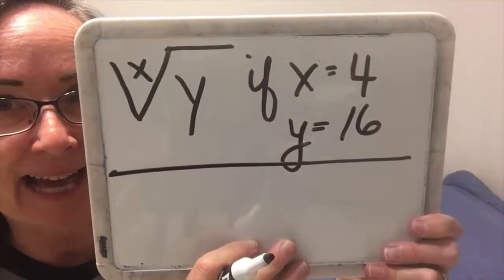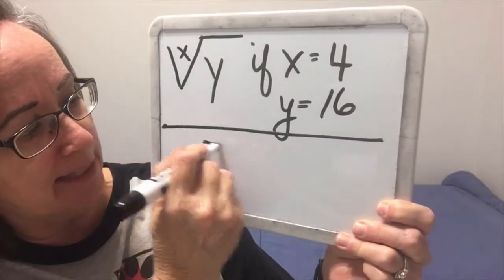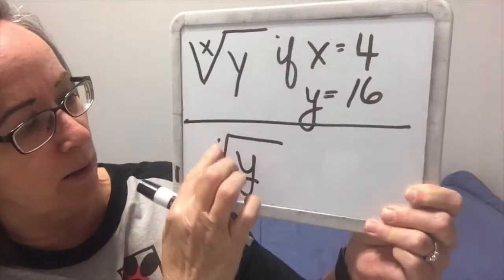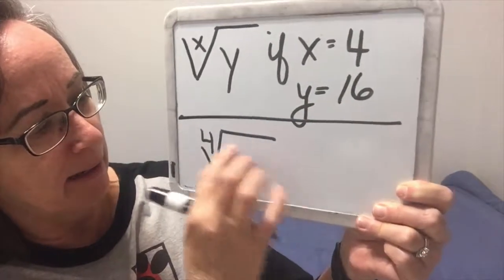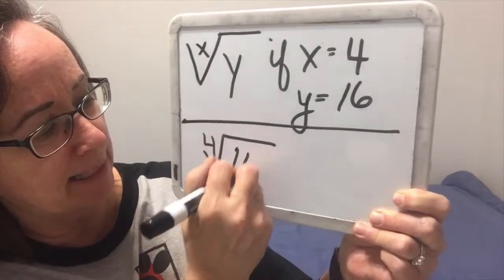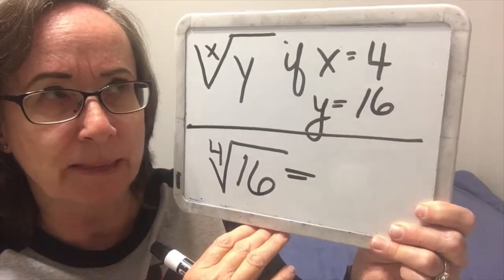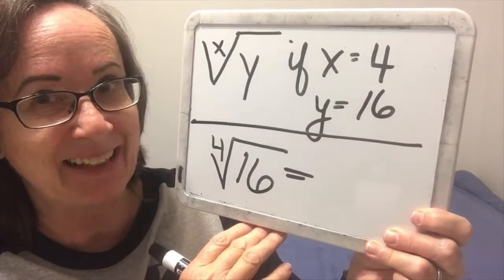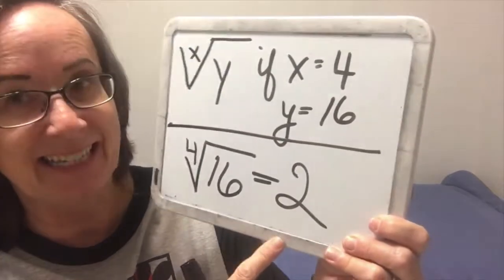And here is your very last practice, the last thing on lesson 57. So we have this form now, the x root of y. And then we're going to replace. If x is 4, we're going to take the x out, stick a little 4 there. If y is 16, you're going to take out the y and put in the 16. And now the fourth root of 16. What number is multiplied by itself 4 times to get 16? And the answer is 2, because 2 times 2 times 2 times 2 gives us 16.